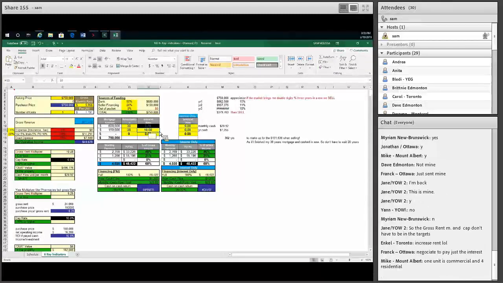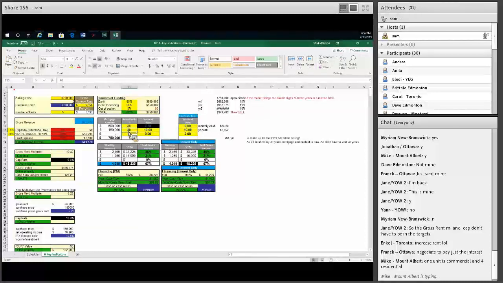Negotiate to pay just the interest. Yep, that's one way. Yep, 1 unit is commercial and 4 units residential. Okay, Mike. So a couple things we could do. Let's see what would happen if we just paid interest only. It would only give us another $4 per unit, so that's not going to work enough. It's not going to be enough, but interest only would help. What if we extended the mortgage?